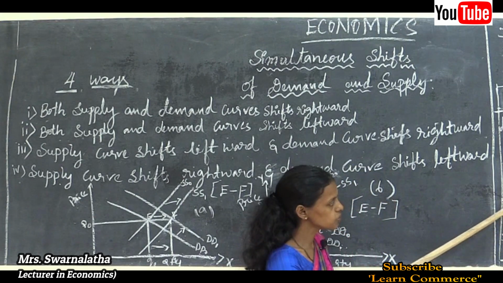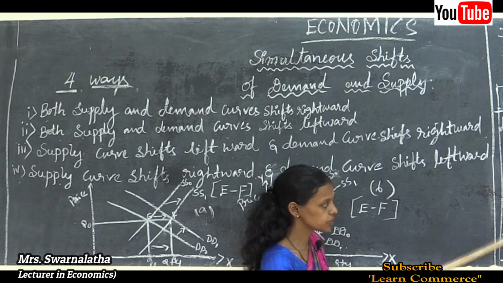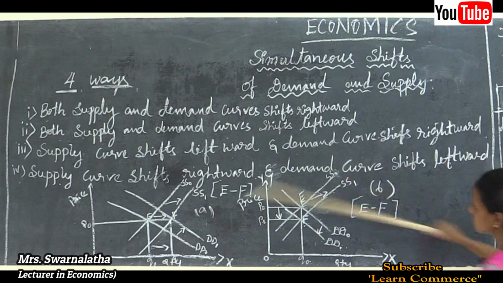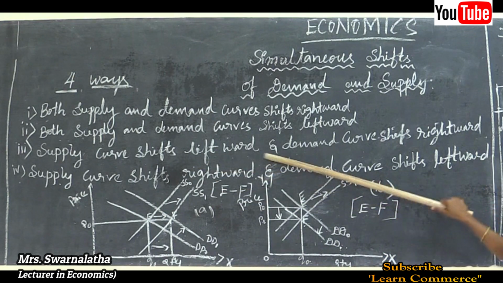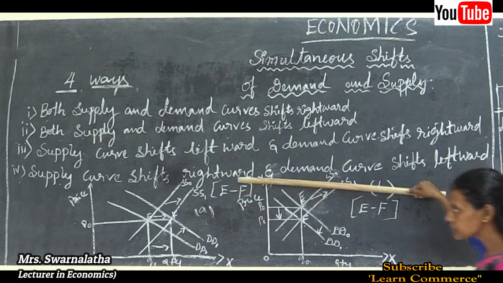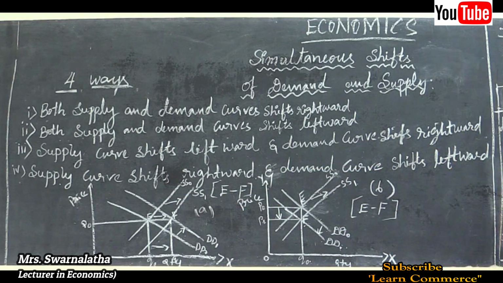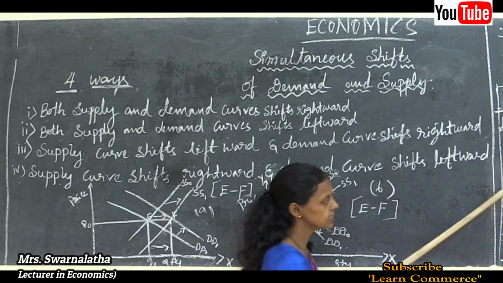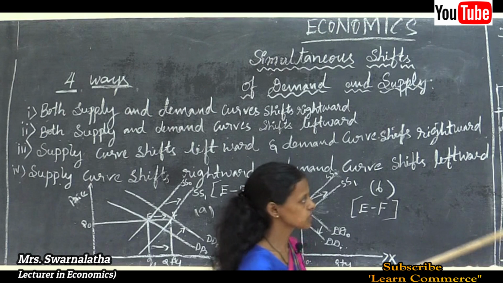So, the 3rd and 4th conditions you can see here. What are the 3rd and 4th conditions? The supply curve shifts leftward and the demand curve shifts rightward; the supply curve shifts rightward and the demand curve shifts leftward. So in panel B, what we studied, you can see in the 3rd and 4th rows of the table.